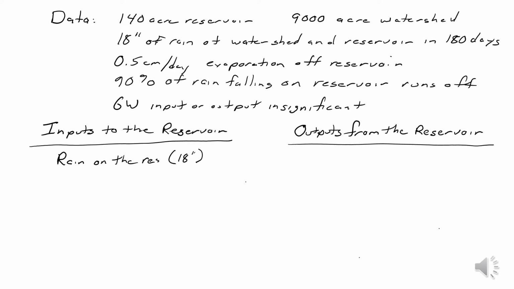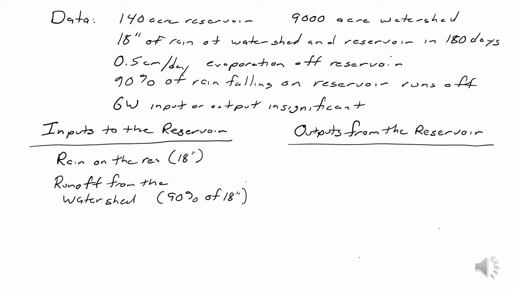So I'm just going to note that here. 18 inches of rain are going to fall on that reservoir. If that was the only thing going on, your water level would go up a foot and a half, right? You're putting a foot and a half of water on it. But we have other things going on, right? We've got this big 9,000-acre watershed. It's going to rain 18 inches on the watershed, and 90% of that's going to run off. So we have runoff from the watershed falling on that 9,000-acre watershed.